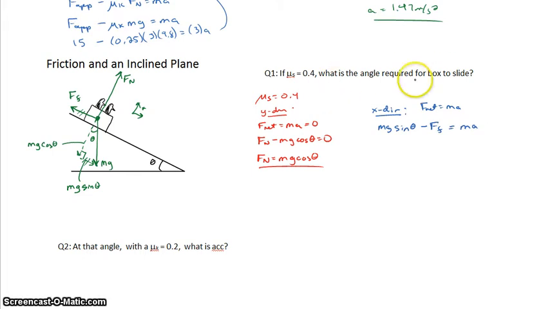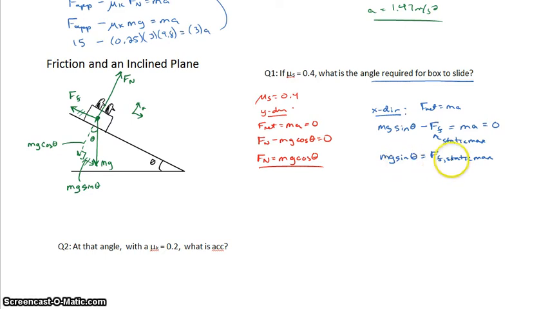And if I'm looking for the situation where it's just required for the box to slide, I'm going to say that this is my static max, which means that it's just enough to make it break free, so we're going to call acceleration 0. So we're looking for the situation where mg sine of theta equals my static max friction force. Okay, well, what is that?